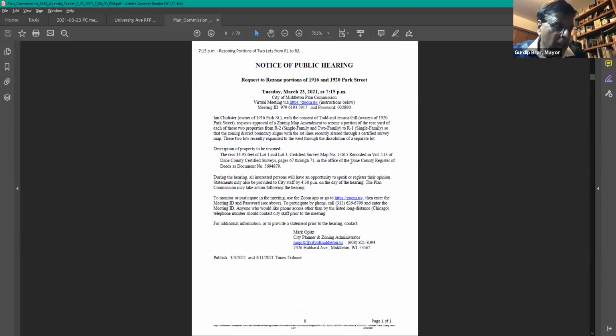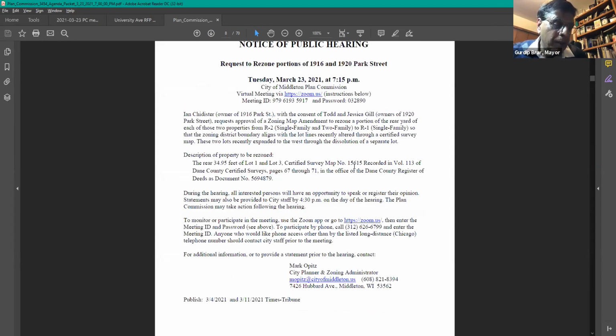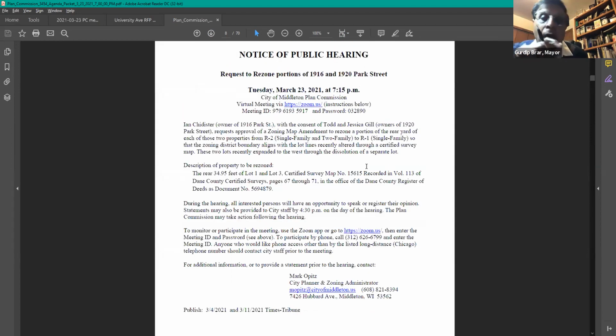So this is the rezoning portion of 2 lots from R2 to R1. This is correctly noted in the public hearing, but it's not correctly noted on the agenda for this item. So it is the change from R2 to R1. This is Chidester, 1916 and 1920 Park Street.